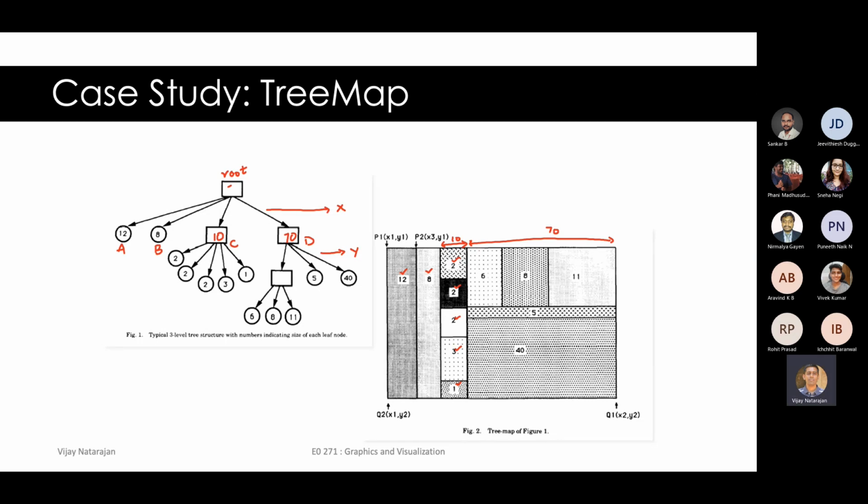What you see on the right is called the tree map representation of the tree on the left. That is the whole idea of a tree map. Hopefully that is clear.